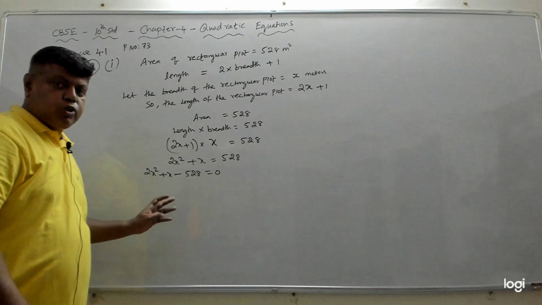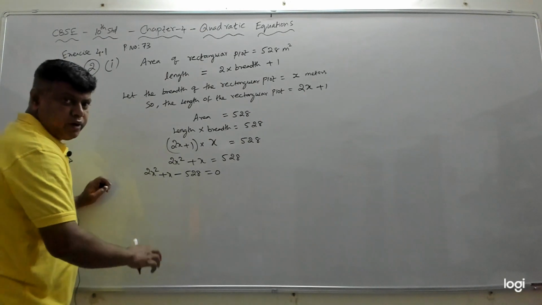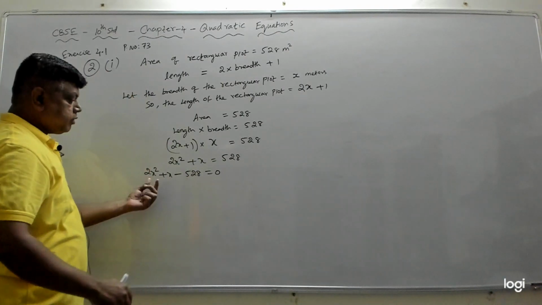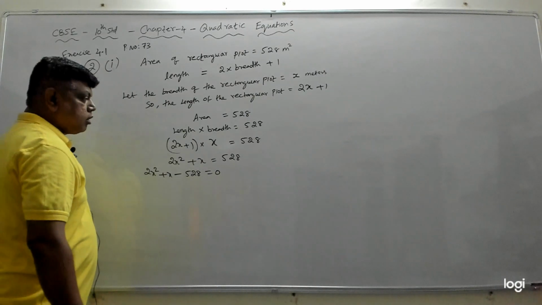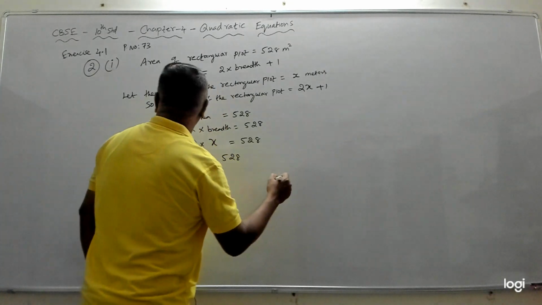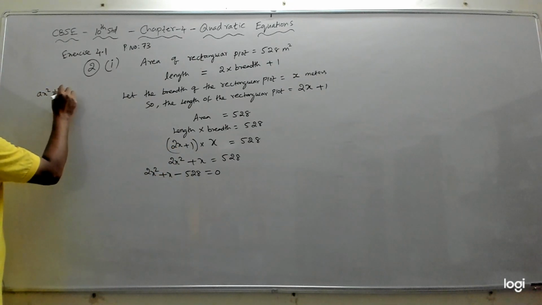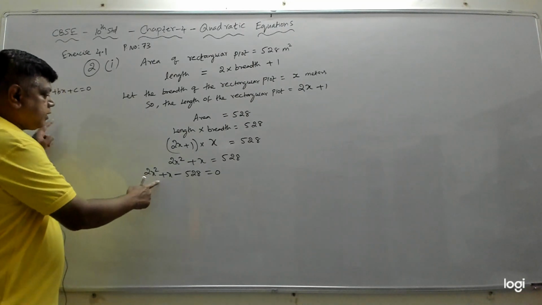So which means what we have done, we have represented the given situation in a quadratic. This is a quadratic equation. It has ax square plus bx plus c. It is in the general form of the quadratic equation, that is ax square plus bx plus c equal to 0. Now this looks like the general form.